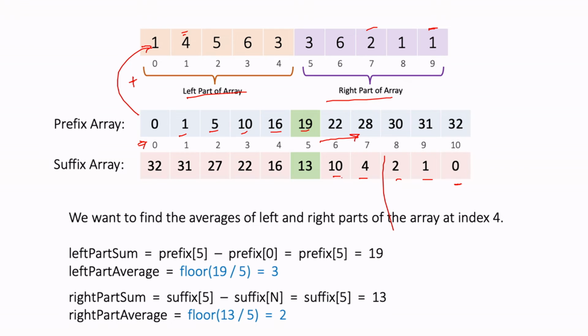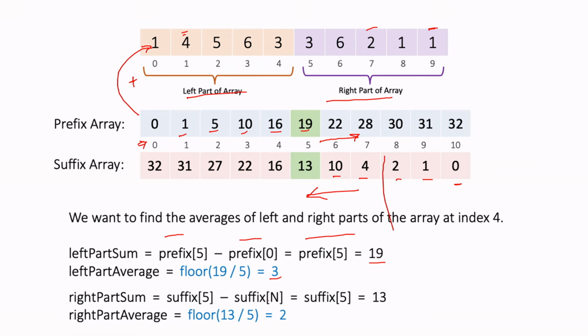In this way we'll move, and we will have the suffix and prefix arrays, both arrays we have. So we want to find the average of the left and the right part of the array at index 4, correct. And for that, we have to compute the left part sum. How? Prefix at 5 minus prefix at 0 for the index 4. Okay, and we will have the prefix 5 here, correct, and we will get 19 here, correct. So 19 by 5 is equal to what? 3.